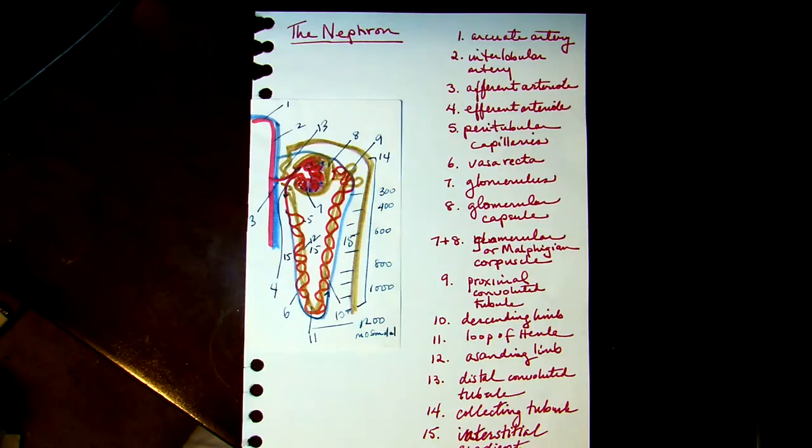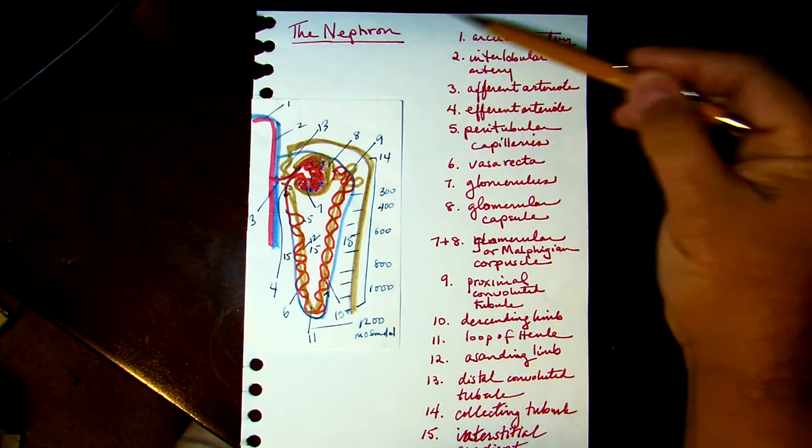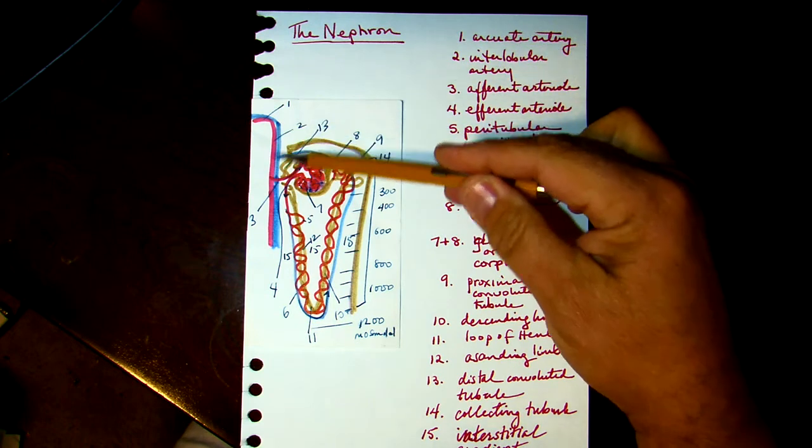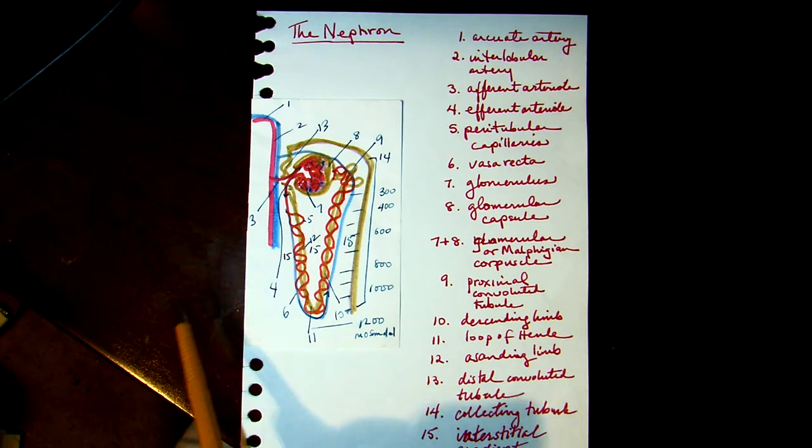Okay, so here we have a little impromptu lecture on the nephron. I hope you'll find it informative. We start with the arcuate artery, bringing blood into the interlobular artery, from where the afferent arterioles will arise.